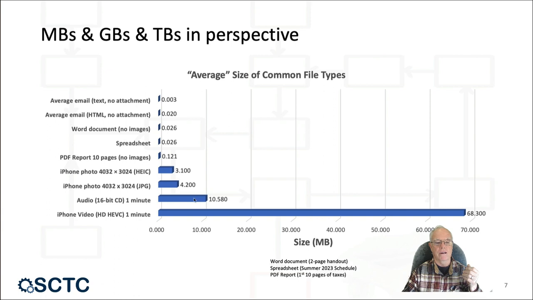If you look at some audio, this is CD quality, which is not the best music quality, but it's good music quality. 1 minute of that is 10 megabytes. And then there's video, using Apple's high efficiency video coding. 1 minute of video is 68 megabytes.